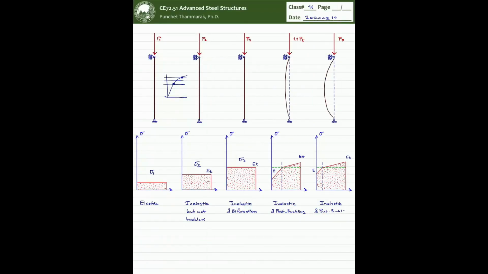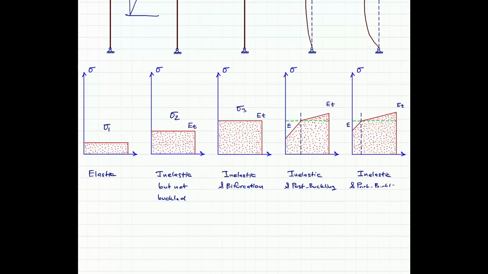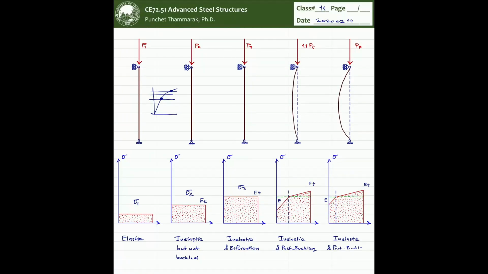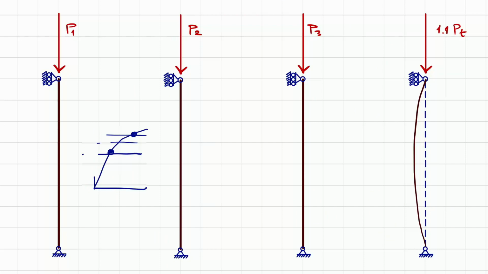There's a shift of the axis. That means the load I wrote over here. You have P1, P2, P3. P3 is right at the buckling. And then the next one, next to P3, is some fraction which is greater than P3.